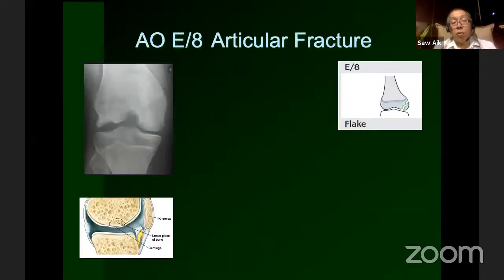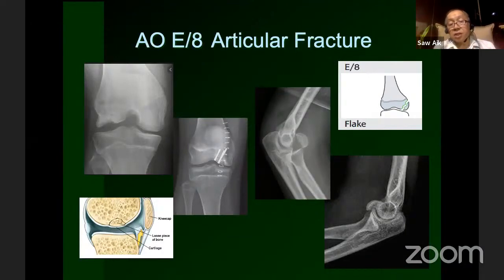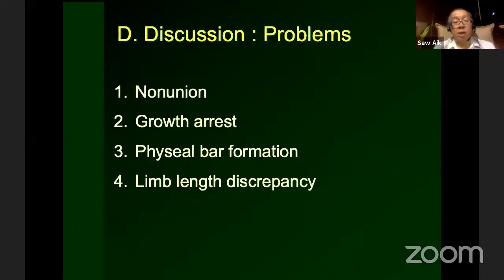Now, finally, AO E8, articular fragment. Now, this is fortunately rare. There is a lot of overlapping with osteochondritis dissecans, depending on the mechanism of injury, whether there's acute trauma, but the piece is intra-articular, so treatment is roughly the same. Capitulum fracture also falls into this group, but more commonly it is in the adult rather than children. So type 8 fracture is fortunately less common in children.